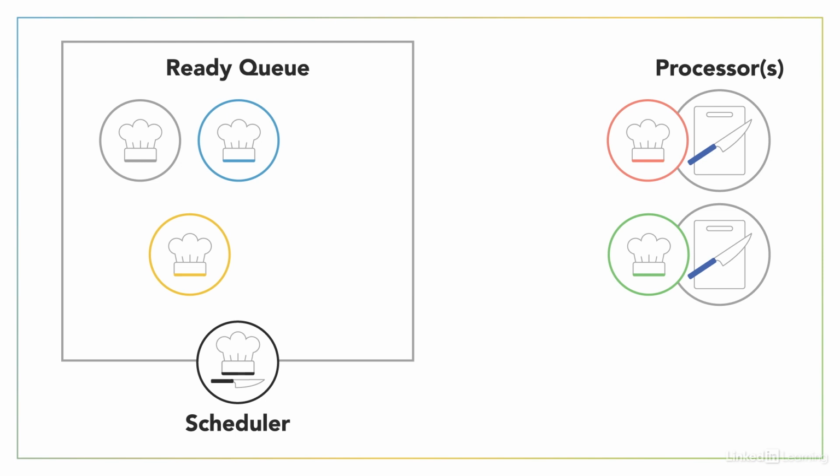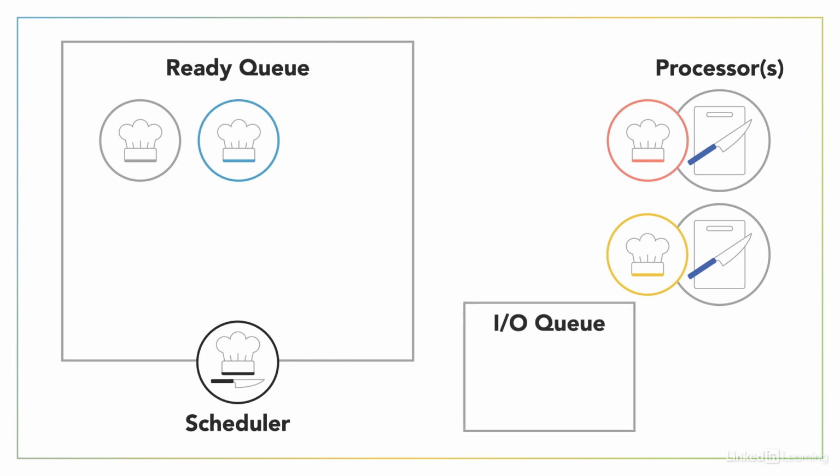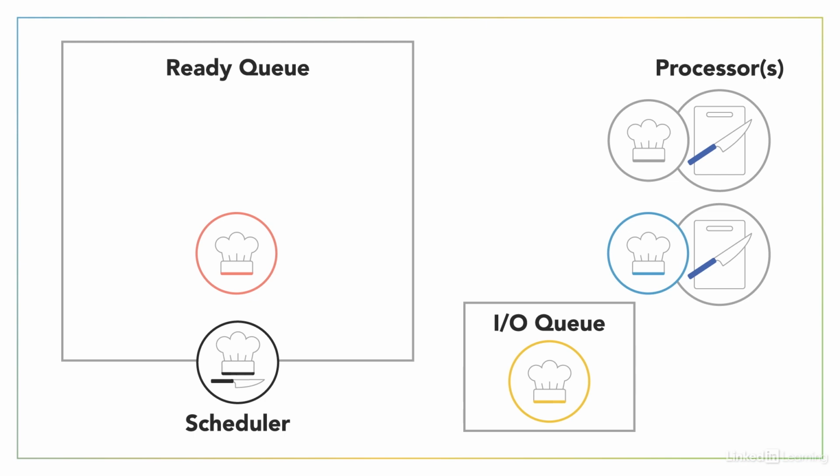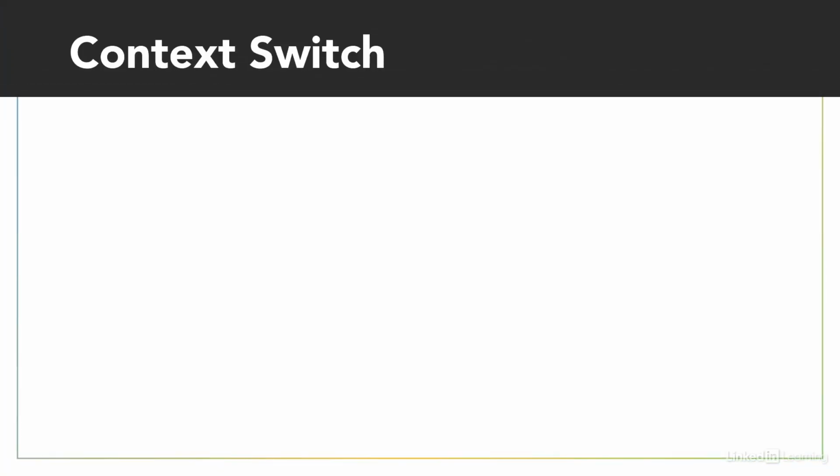A process will run until it finishes, and then a scheduler will assign another process to execute on that processor. Or a process might get blocked and have to wait for an I/O event, in which case it'll go into a separate I/O waiting queue so another process can run. Or the scheduler might determine that a process has spent its fair share of time on the processor and swap it out for another process from the ready queue. When that occurs, it's called a context switch.